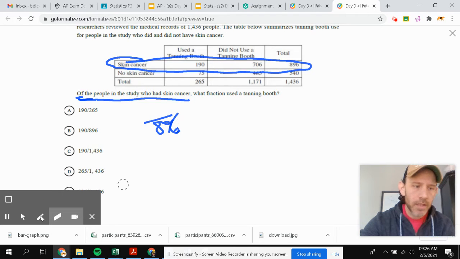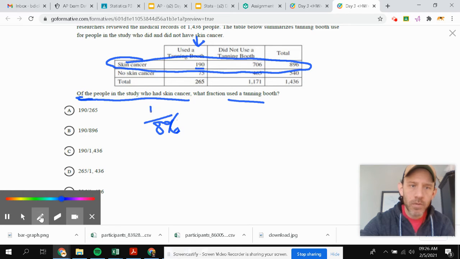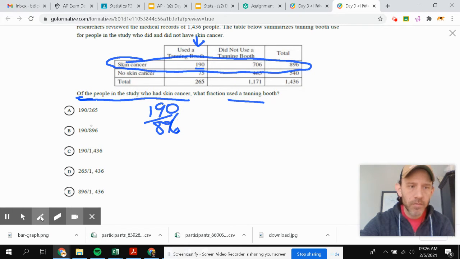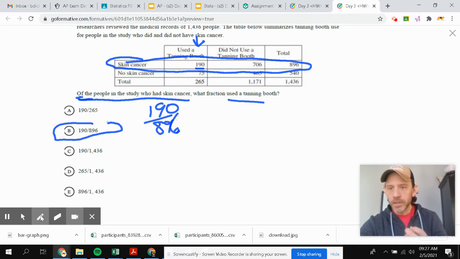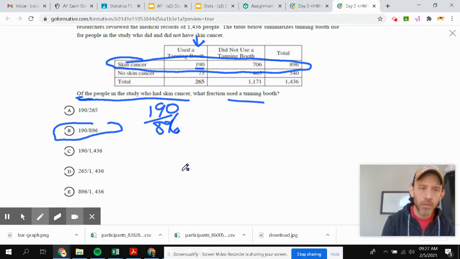The next part is, then which group of people within that do I care about? And it's the fraction that used a tanning booth. So when I look at this skin cancer group, how many used the tanning booth? That's here. So my number is 190, and that's my answer, B, for number 11. You don't need to reduce or anything like that because that's something else. That's not what they're asking for here.